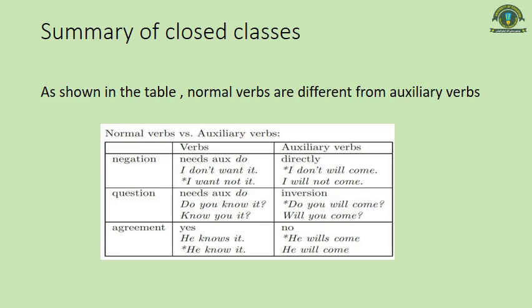We are also very specific for agreement. For example, if I say he knows it, it is grammatical, whereas agreement is actually found between pronoun and verb. That's why we have used knows with the pronoun he. And he wills come is also ungrammatical under auxiliary verb, and we will use he will come.